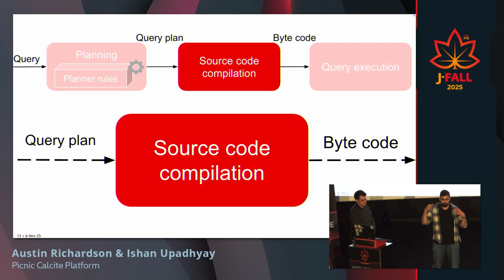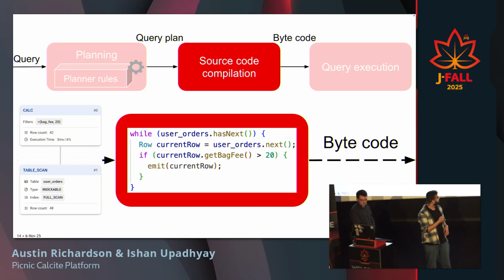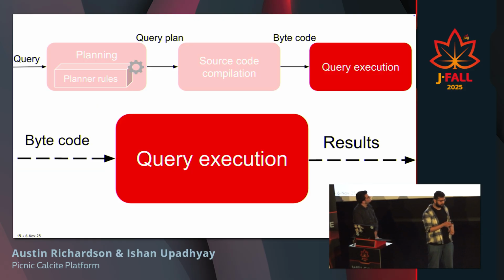Every plan is then converted into source code. For this plan, the source code could look something like this. This isn't what it actually looks like, it's just simplified. But you are basically iterating over the user orders and then filtering based on our filter condition. Then the source code is compiled to bytecode, and then you move to query execution, where this bytecode is actually executed. This also lets us take advantage of the JIT, which can continuously optimize this as you execute the same query again and again.